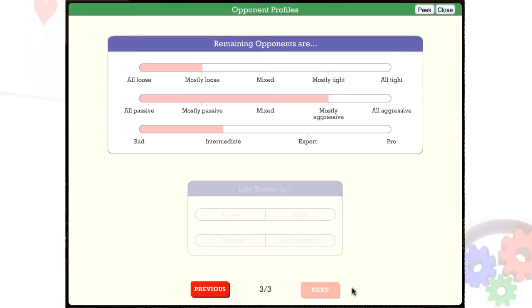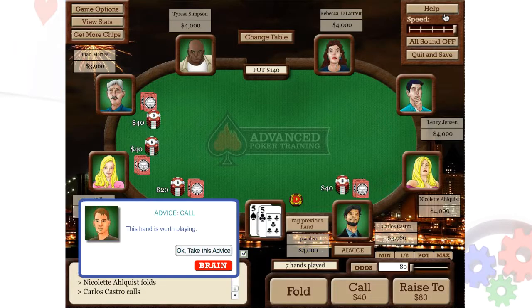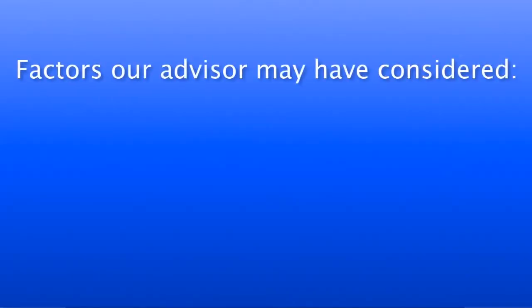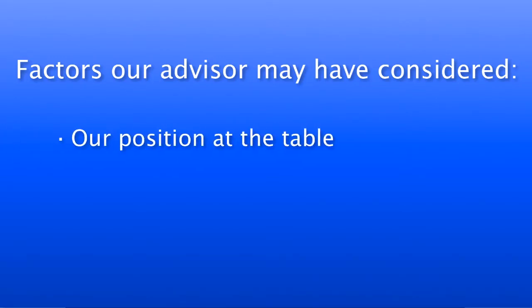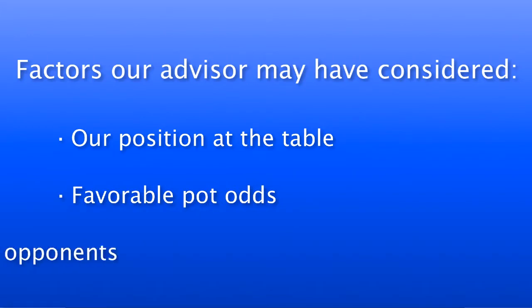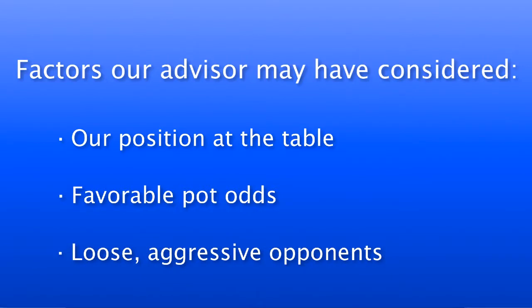Now, your advisor won't tell you exactly which factors he took into account and how heavily he weighed each factor. That part is left for you to consider. On this particular hand, I would suspect that our advisor probably liked our position at the table, liked the favorable pot odds since there were already 2 callers, and the fact that many of our opponents are loose and aggressive, the combination of which should translate into some serious profit if we flop a set.